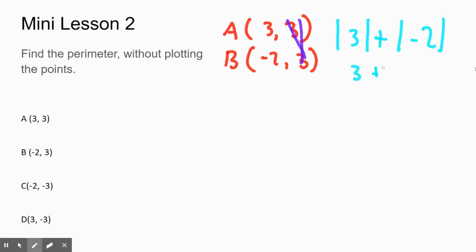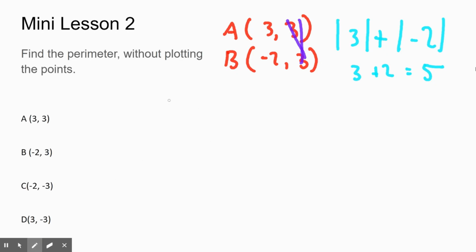So we have 3 plus 2, which is equal to 5. So the distance from A to B is just going to be 5. We already know that because we did it the other way as well. But you'll notice that was a lot faster than plotting your points and making your graph and doing all that stuff. This whole thing is just for speed.